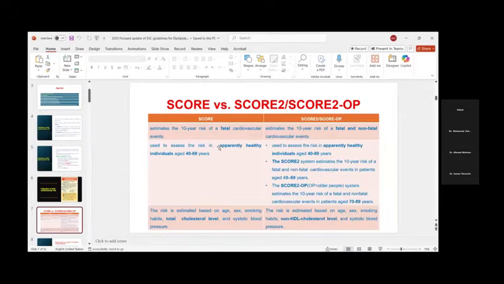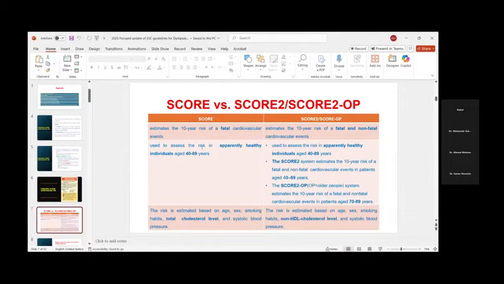So what is the difference between the old SCORE system and the new SCORE2 or SCORE2-OP systems? This is a very nice comparison between both. SCORE was designed to estimate the 10-year risk of fatal cardiovascular events, while SCORE2 and SCORE2-OP are designed to estimate the 10-year risk of both fatal and non-fatal cardiovascular events.